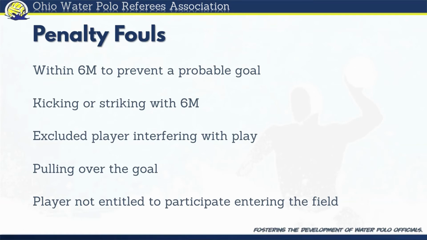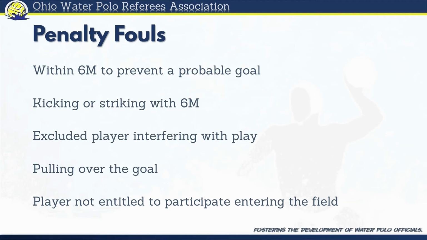Penalty fouls. So that was a penalty throw that happens after these penalty fouls. So anything within 6 meters that prevents a probable goal, kicking or striking within 6 meters, an excluded player interfering with play. So let's say we whistle a player for holding, sinking, or pulling back, and as he or she is swimming out of the pool, they interfere with play. That's going to be an exclusion. If a goalie pulls over a goal, that's going to be a penalty throw. And a player not entitled to participate entering the field is going to be a penalty foul as well. So that's going to result in that penalty throw you just saw there.